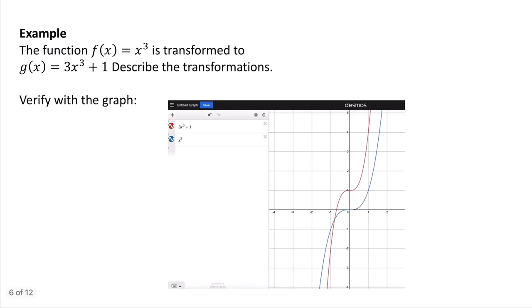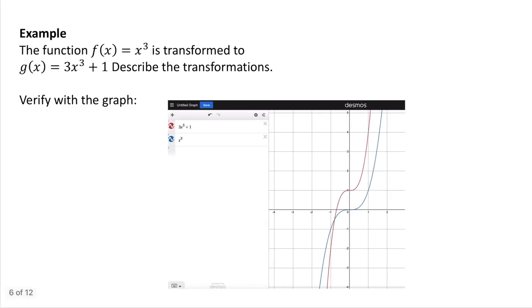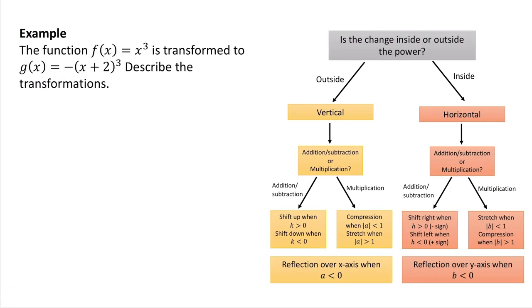Remember, you can always graph transformations to make sure that you've described everything correctly. Here we have the parent function in blue, and we have the transformed function in red. And you can see that it is in fact vertically stretched and shifted up. So now let's look at this example.